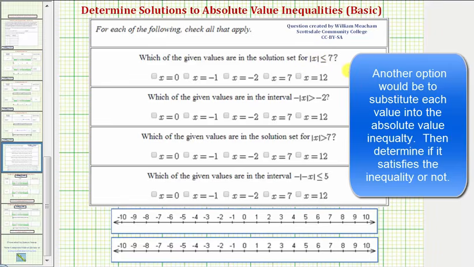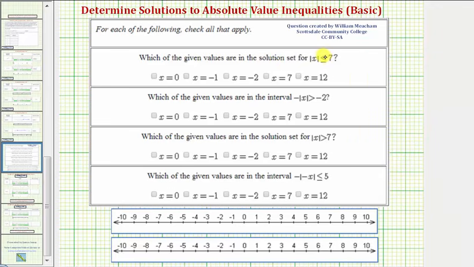So for our first question, which of the given values are in the solution set for the absolute value of x less than or equal to 7? The solution set consists of all the real numbers that are less than or equal to 7 units from 0. So to graph this on the number line, we could start at 0, go right 7 units. We'd make a closed point because 7 is less than or equal to 7 units from 0.